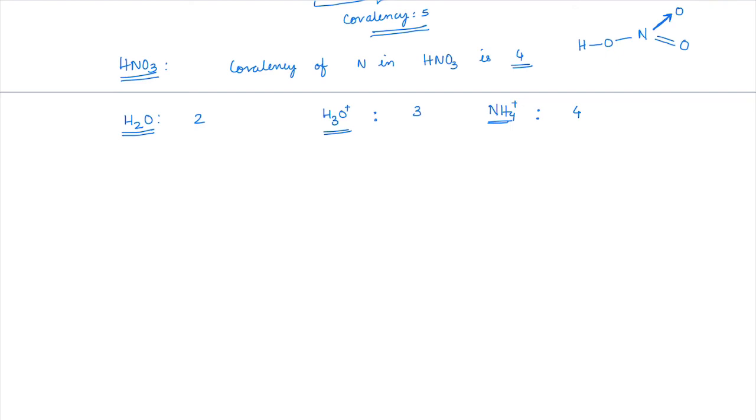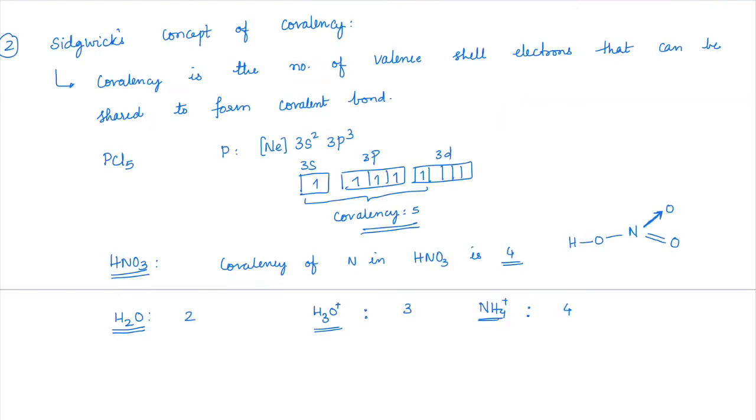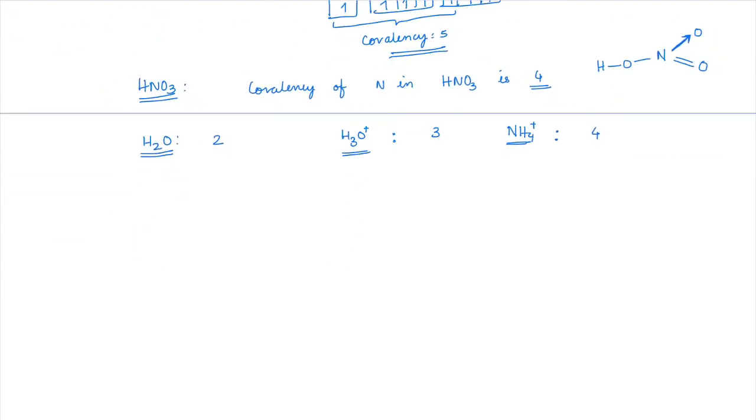Wherever you come across this term, you should be very clear what is being asked. In PCl5, there are 5 valence shell electrons and all of them are shared. Hence its covalency is 5. In HNO3, 4 covalent bonds are formed. Hence the covalency is 4. And in H2O, 2 covalent bonds are formed. Hence the covalency of oxygen is 2. In H3O plus, the covalency of oxygen is 3 because it is making 3 covalent bonds. And in NH4 plus, it is 4. Have you got the essence of it?